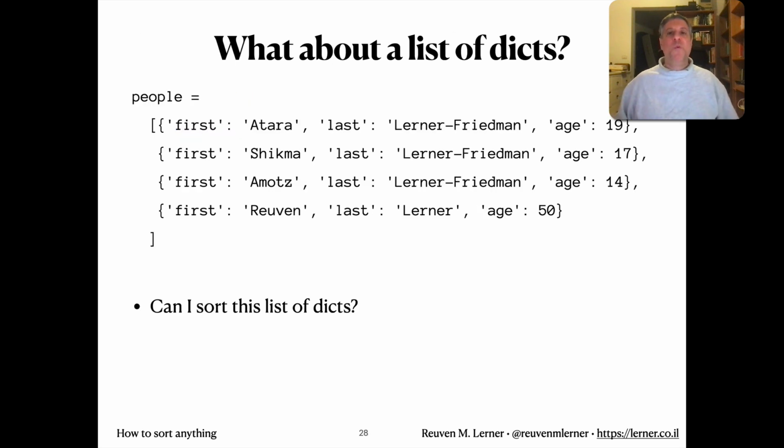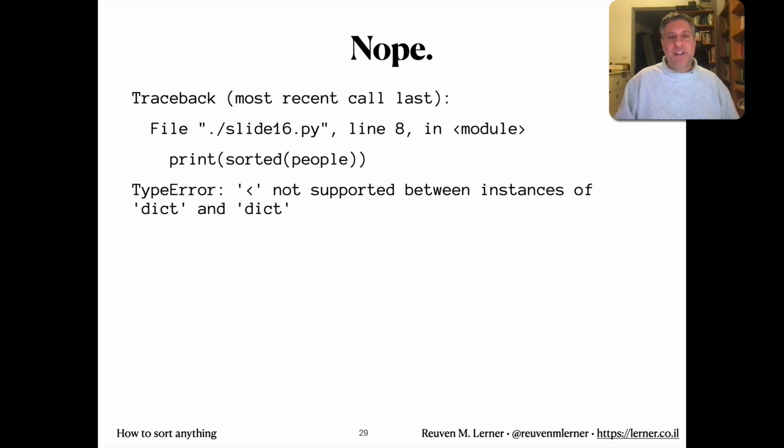Next up, what if I have a list of dictionaries? And this list of dictionaries is a bunch of people, happens to be me and my children. All right. So each dictionary has a first, a last, and an age, 3 different keys and values for each one of them. Can I sort this list of dicts? Well, let's find out. Actually, not so much. You can't just run sorted on it.